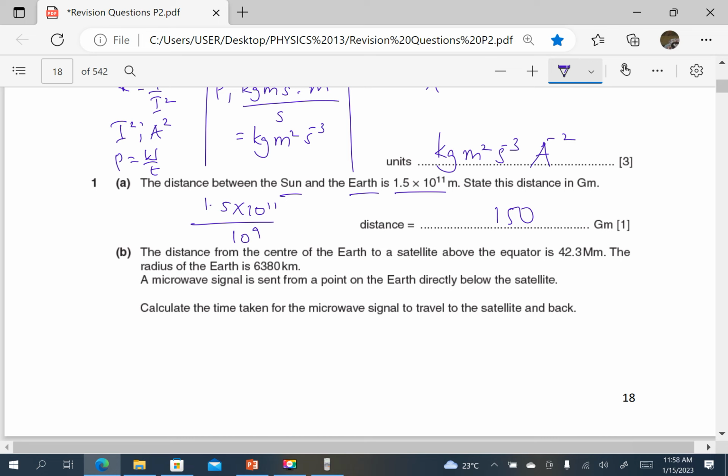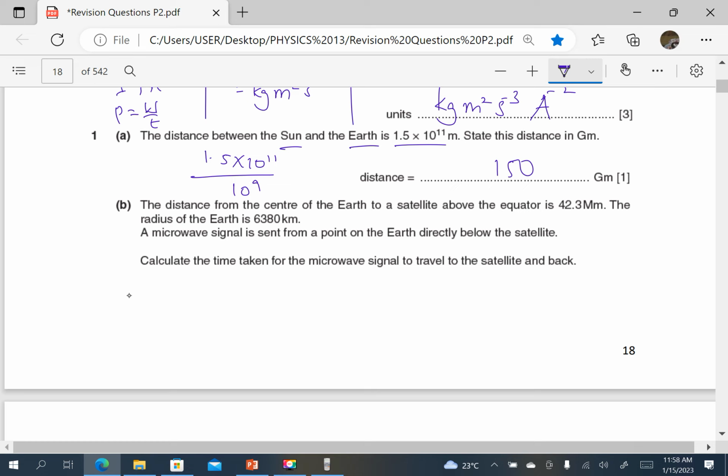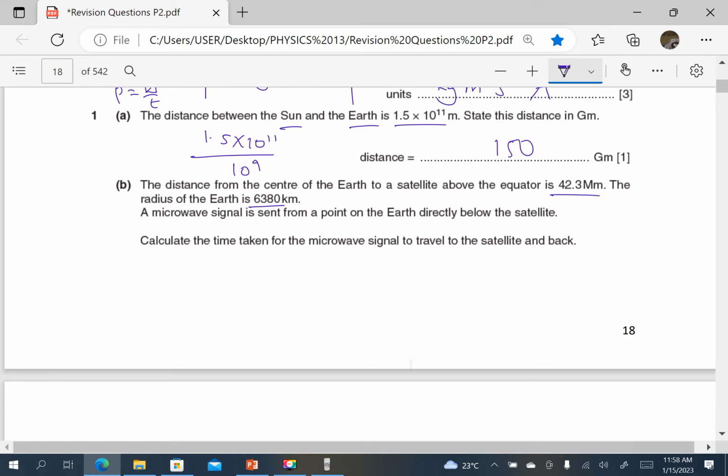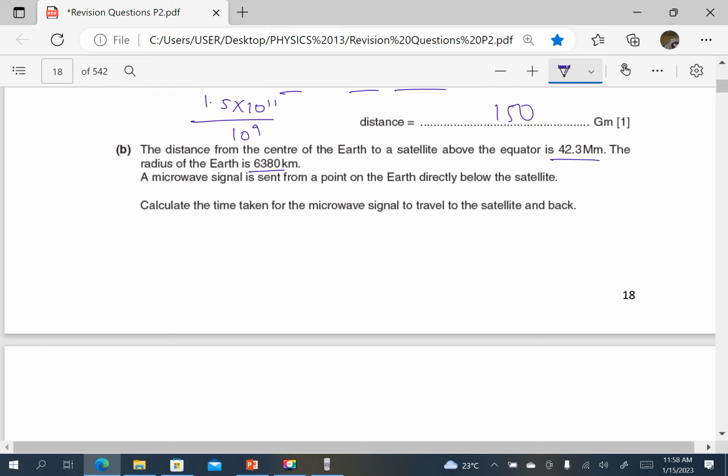The distance from the center of the Earth to a satellite above the equator is 42.3 megameters. The radius of the Earth is 6380 kilometers. A microwave signal is sent from a point on the Earth directly below the satellite. Calculate the time taken for the microwave signal to travel to the satellite and back. That means it travels the distance twice. Which distance does it travel twice?